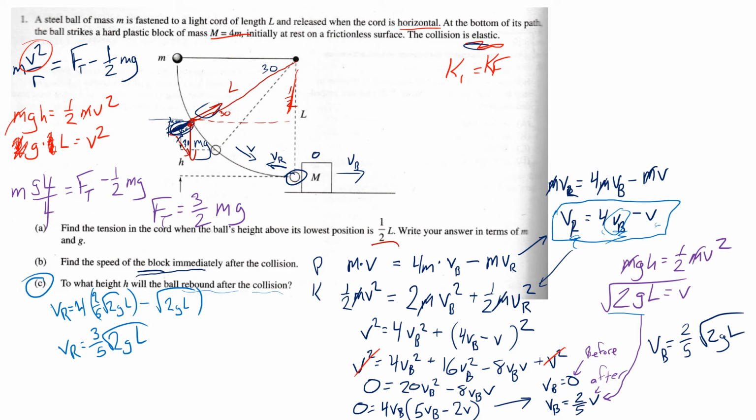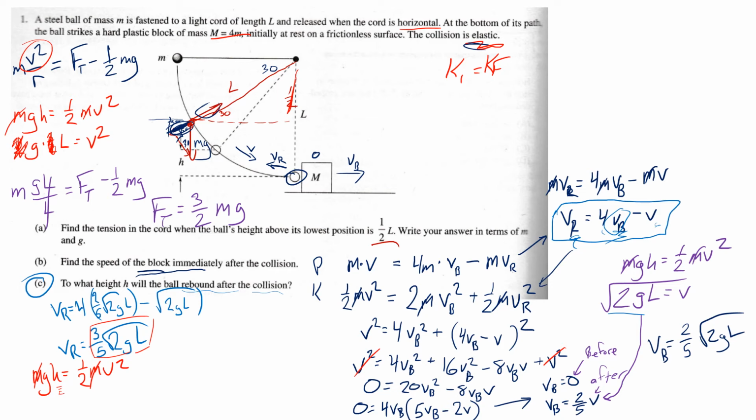So what we are going to get is, we're going to use this in our conservation of energy again. So what we're going to have is mgh is equal to 1/2 mv squared. Cancel out those m's. This time we know the velocity. The velocity is this guy. And we're going to figure out what the h is.